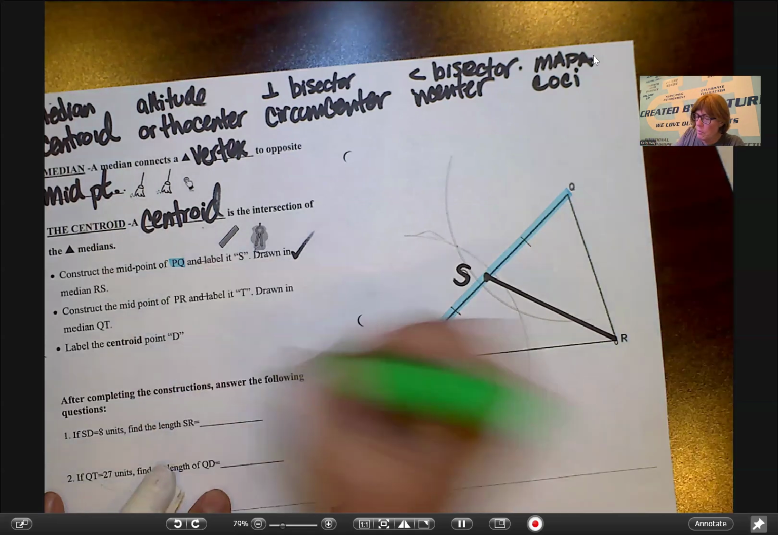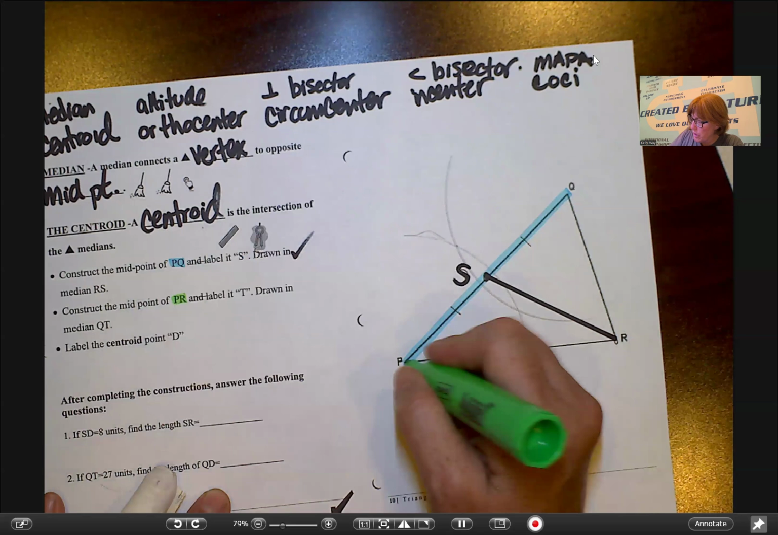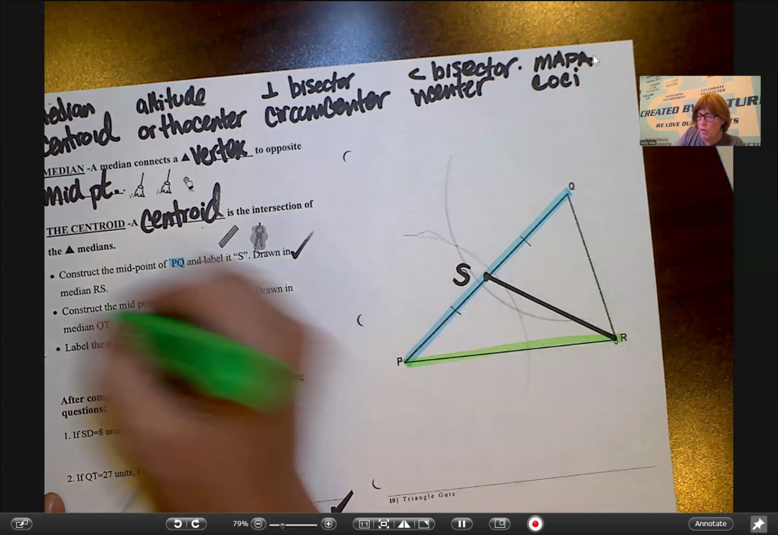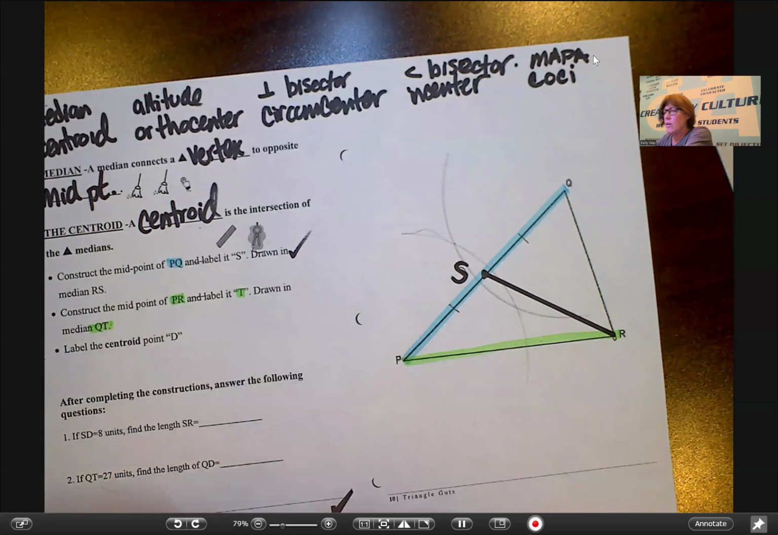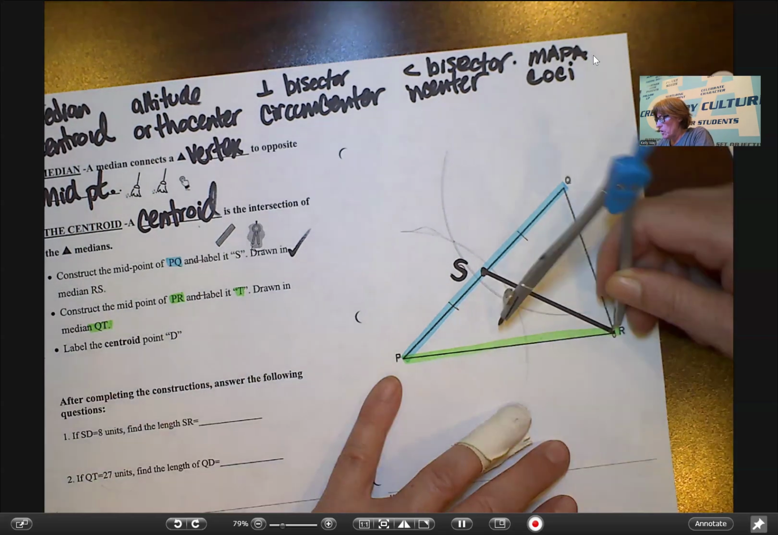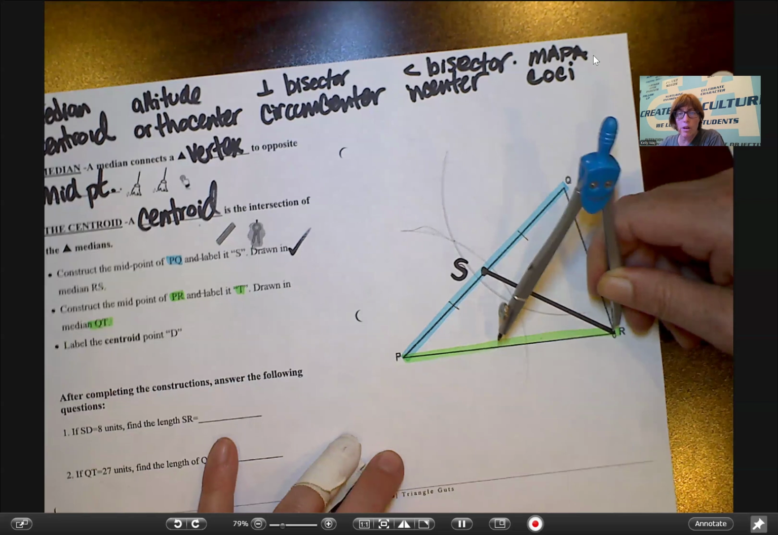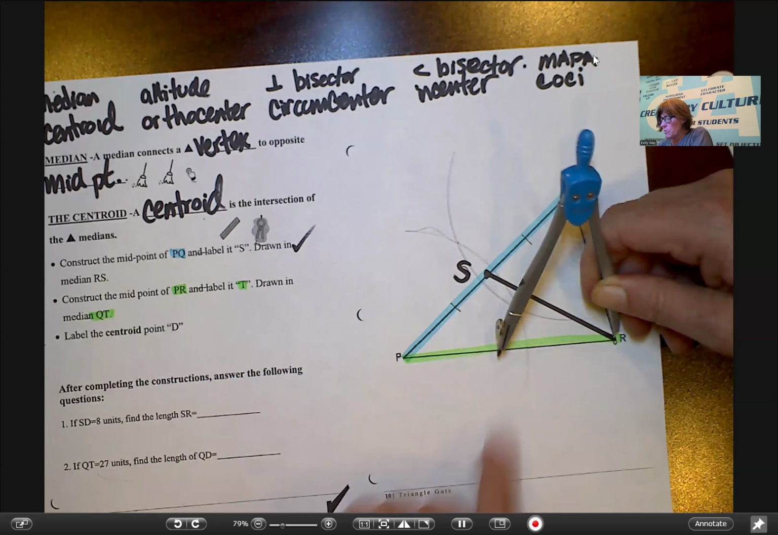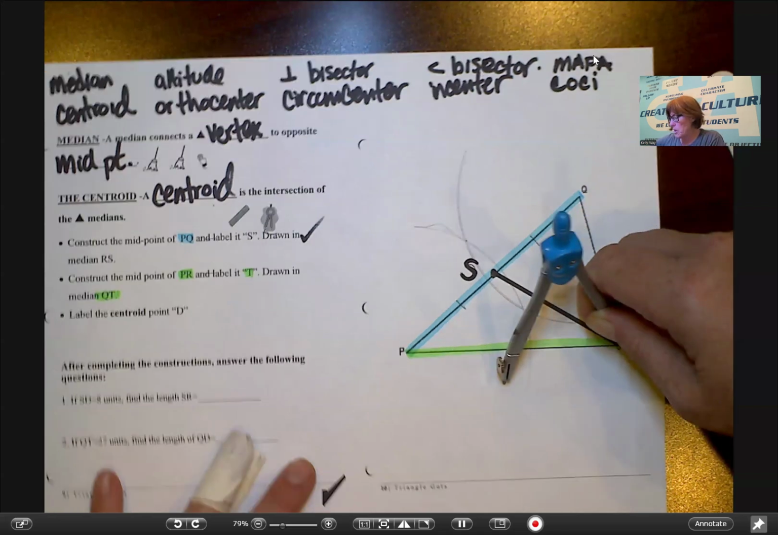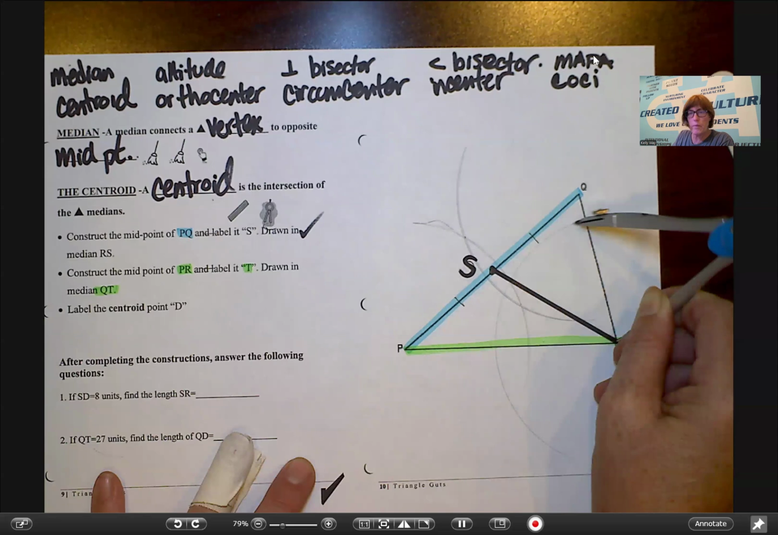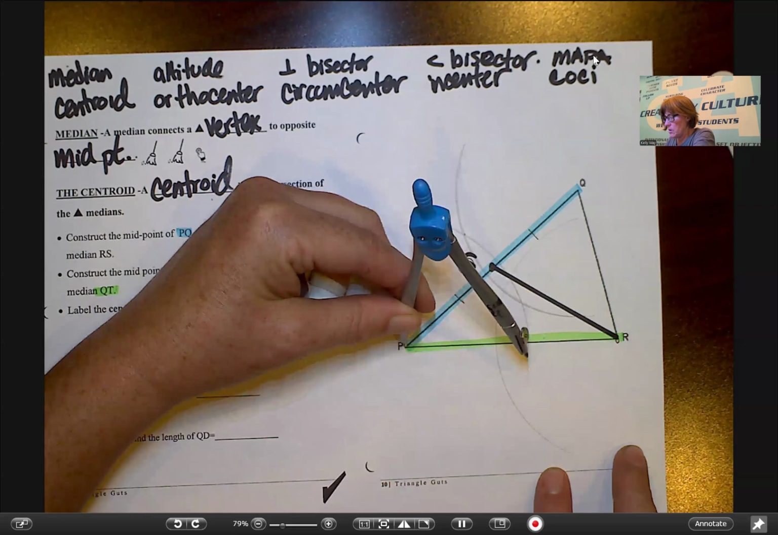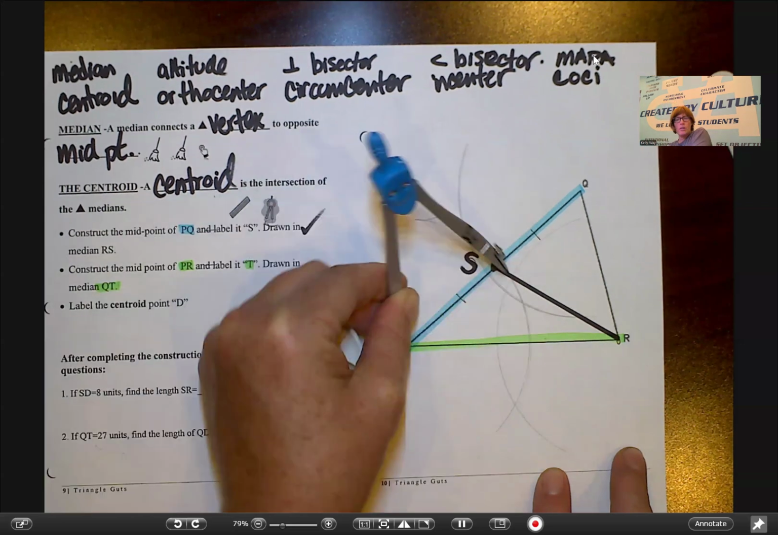Now I'm going to construct the midpoint of PR. So here's PR. I'm going to label that midpoint T, and I'm going to draw in the median Q to T. You're going to put your pivot on one of the endpoints, R. I'm opening up just past what looks like the middle. Remember, it's sweep, sweep, point. So sweep an arc. Don't change your compass settings. Sweep an arc.